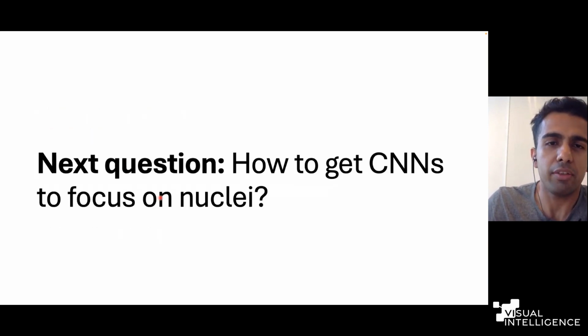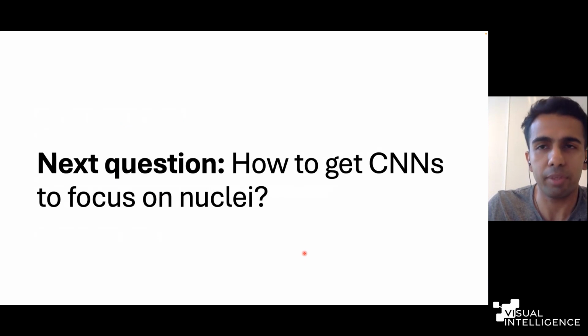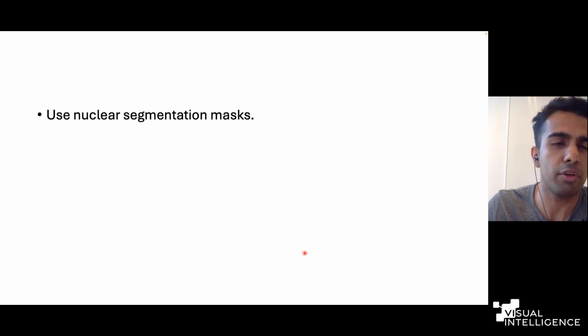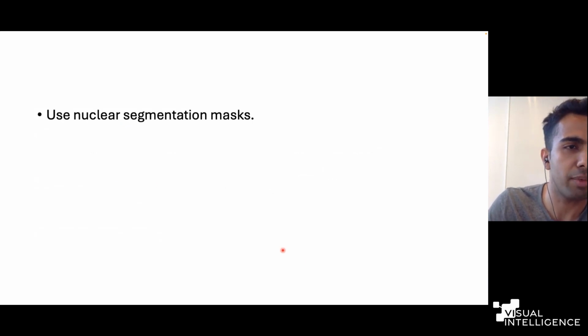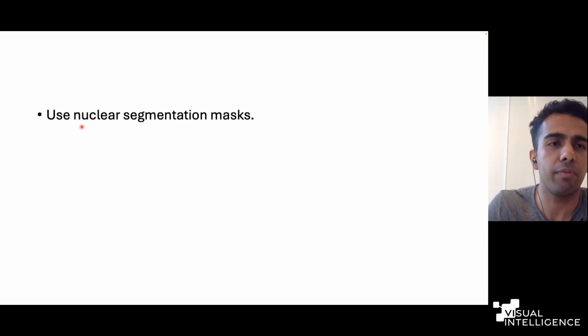Okay, then the question is how to get CNS to focus on nuclei. Right, so I want to make something more clear here. One is that, of course, we are going to use a nuclear segmentation mask. A nuclear segmentation mask means that we have some kind of binary mask which shows a white region for nuclei and black for everything else.